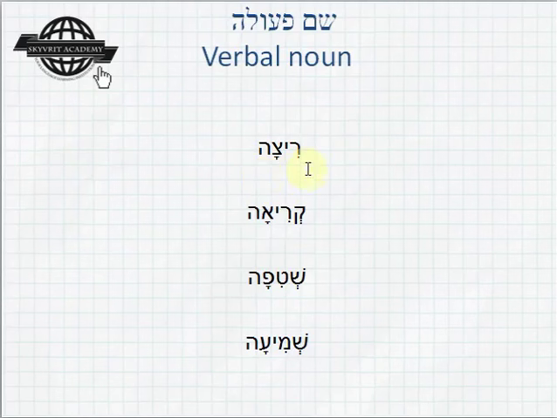So, ritza, kri'a, shtifa, shmi'a. Right now they're not verbs. All these are nouns. Ritza, running. Running, it is not a verb, even if it may sound like it. But ritza is actually a noun and not a verb. So what I want us to do right now is flip it into a verb.